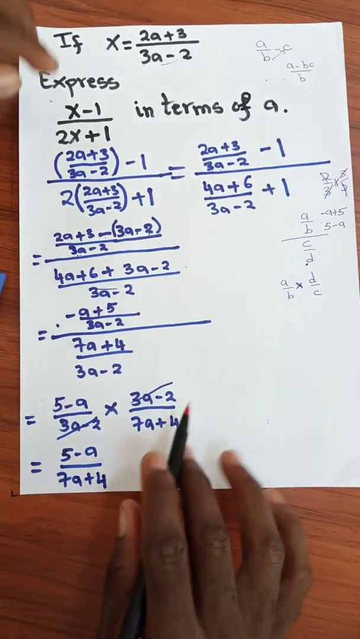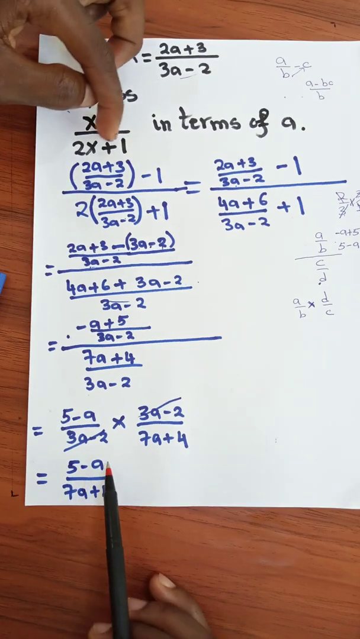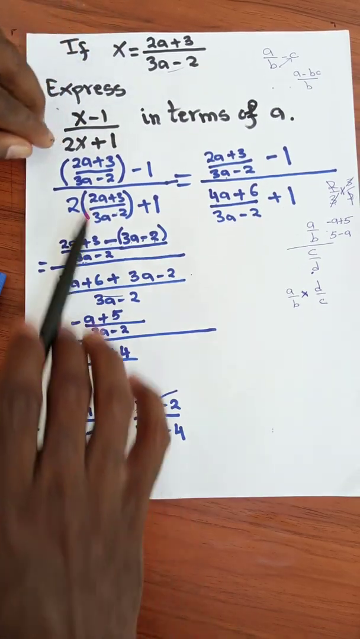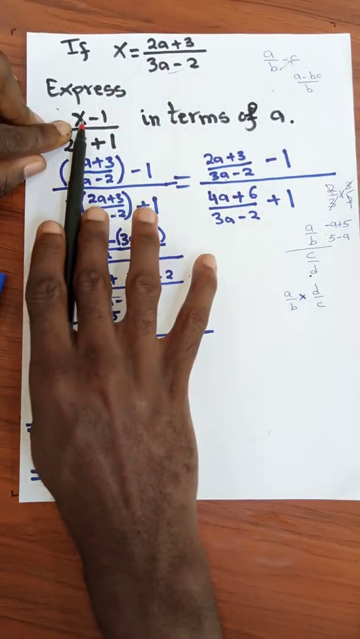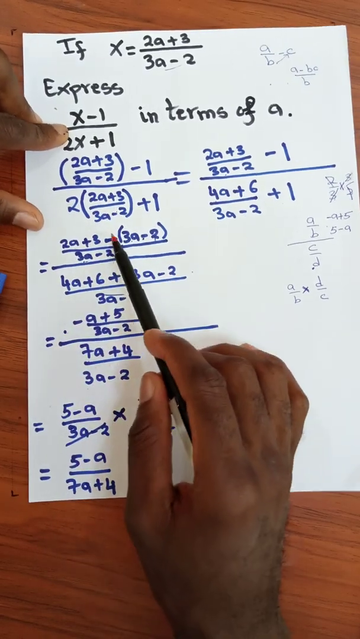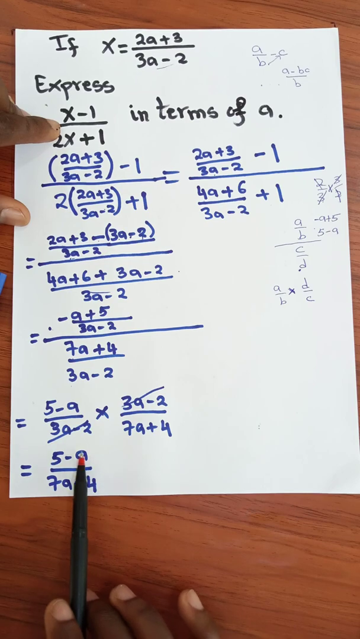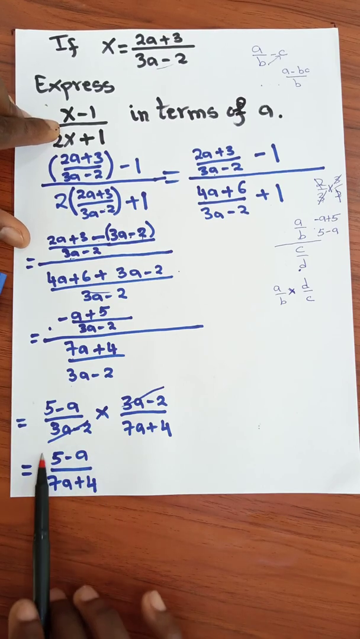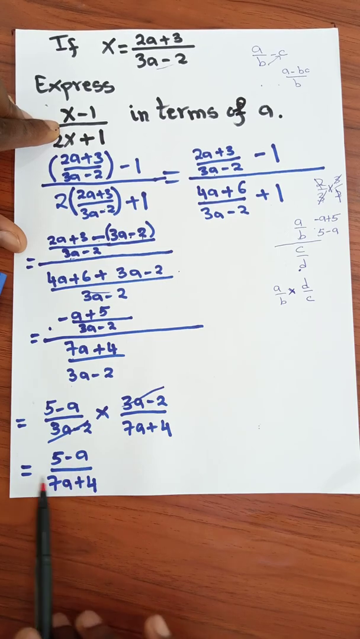So we've been able to express this expression in terms of a. We took this expression and we substituted the value of x in there. And so we did our algebra to be able to come up with an expression in a terms. It is now in a terms.